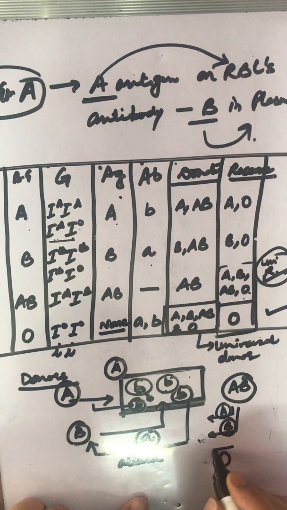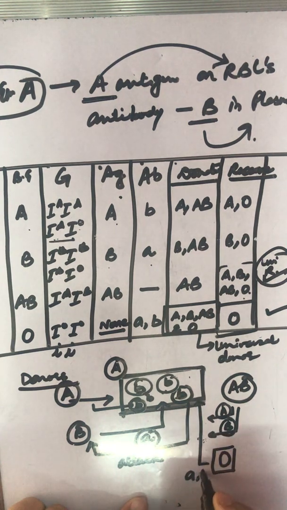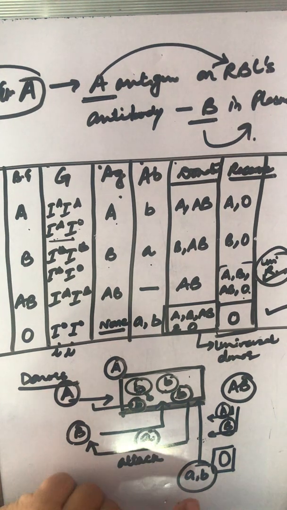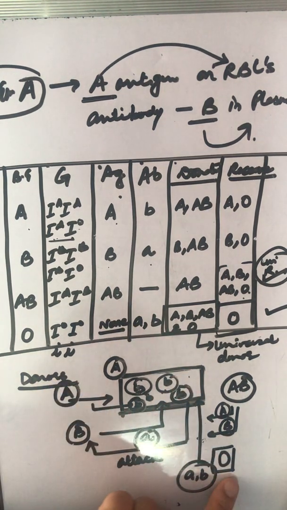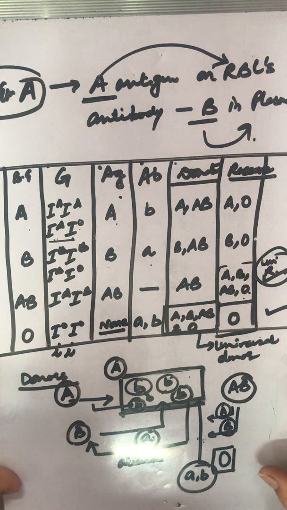If O comes, in this condition, it brings only the antibodies A and B. There is never ever a fight between the antibodies. Both the antibodies will be welcomed as there is no antigen to be attacked. Clear?